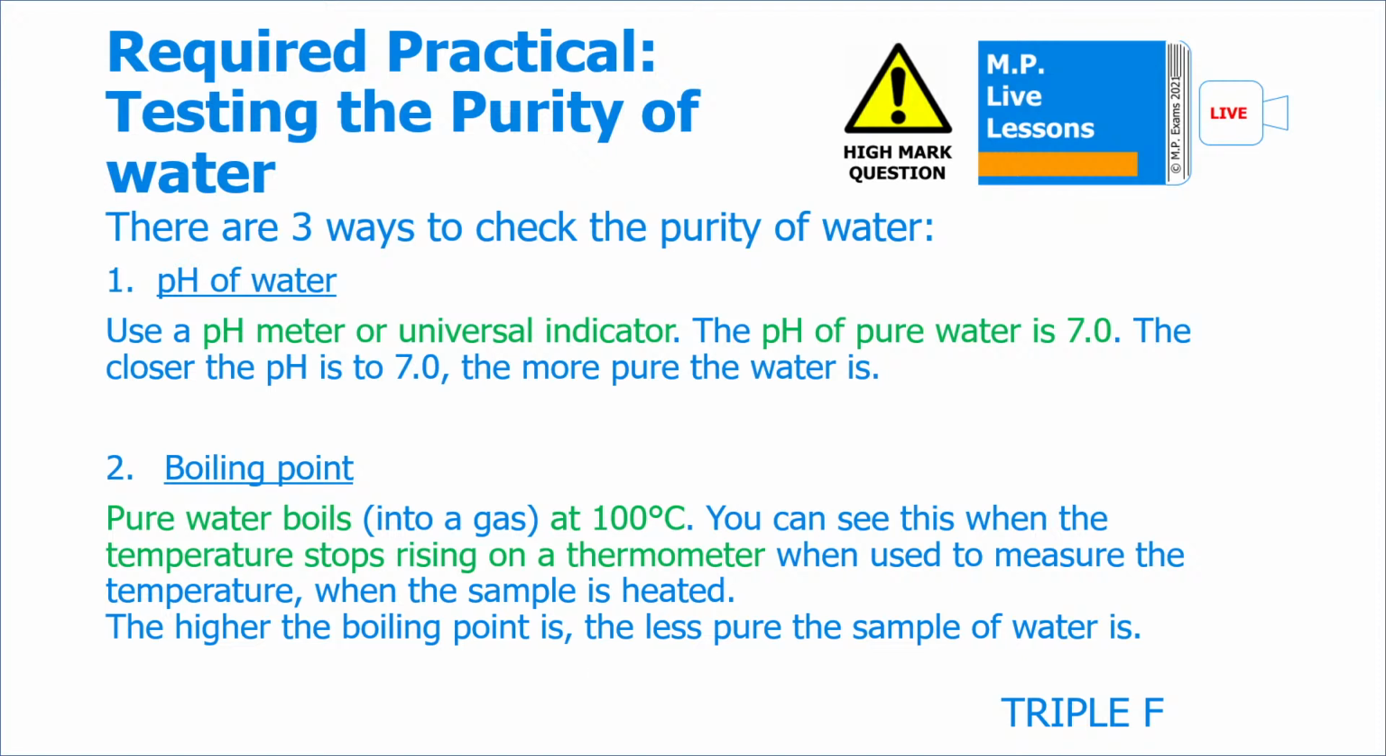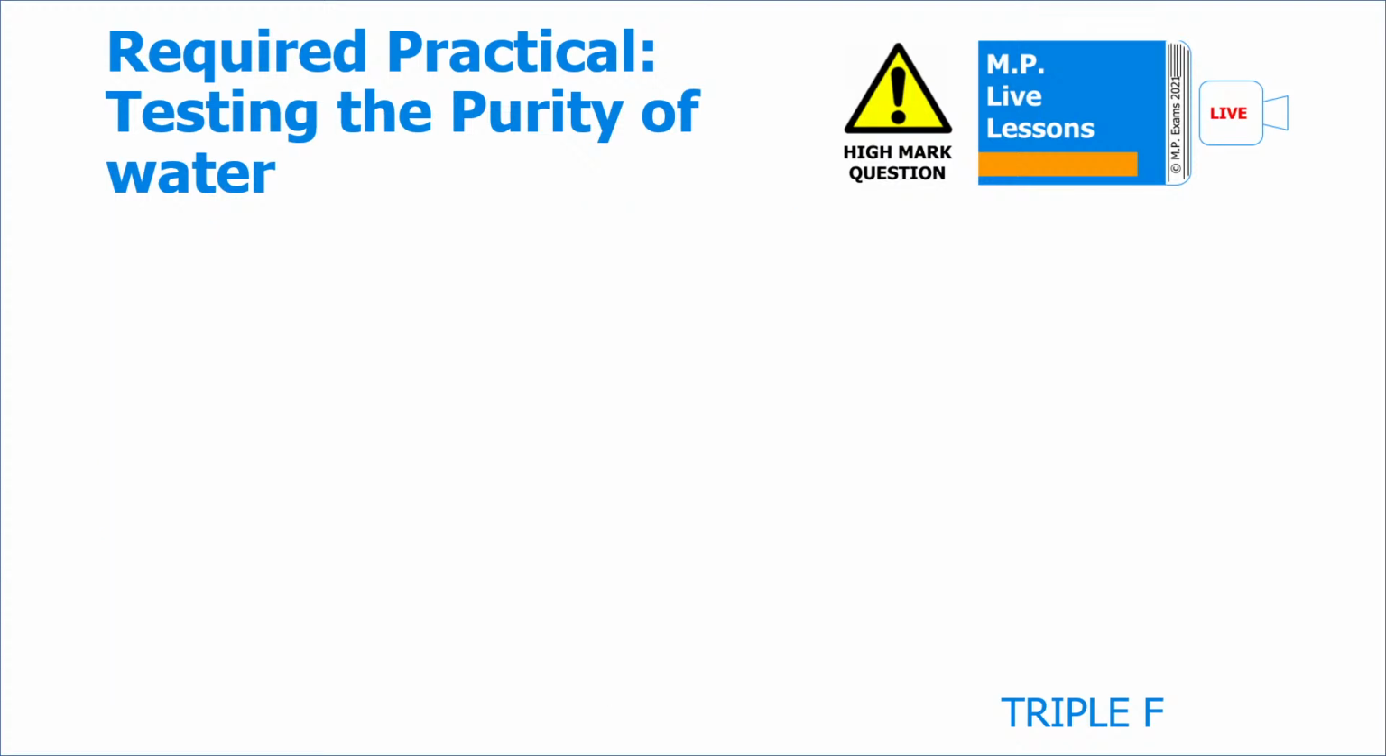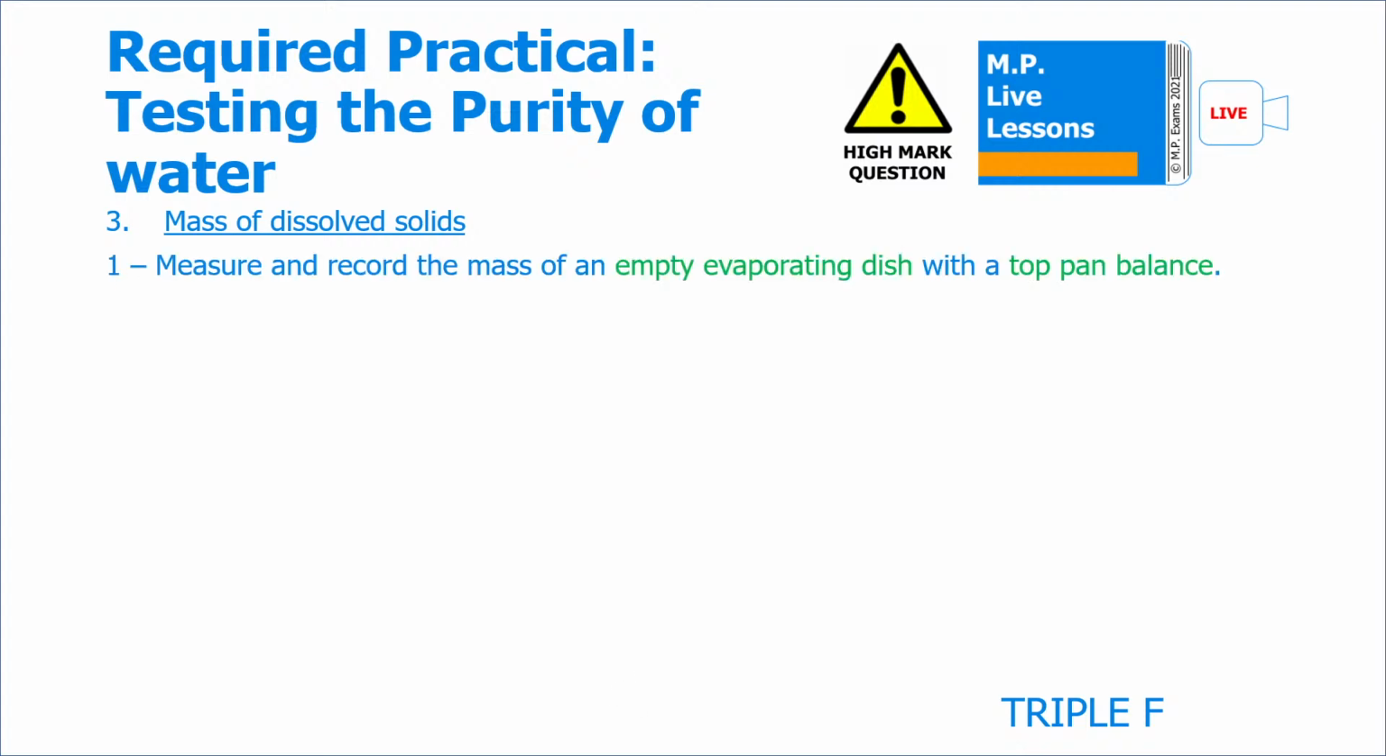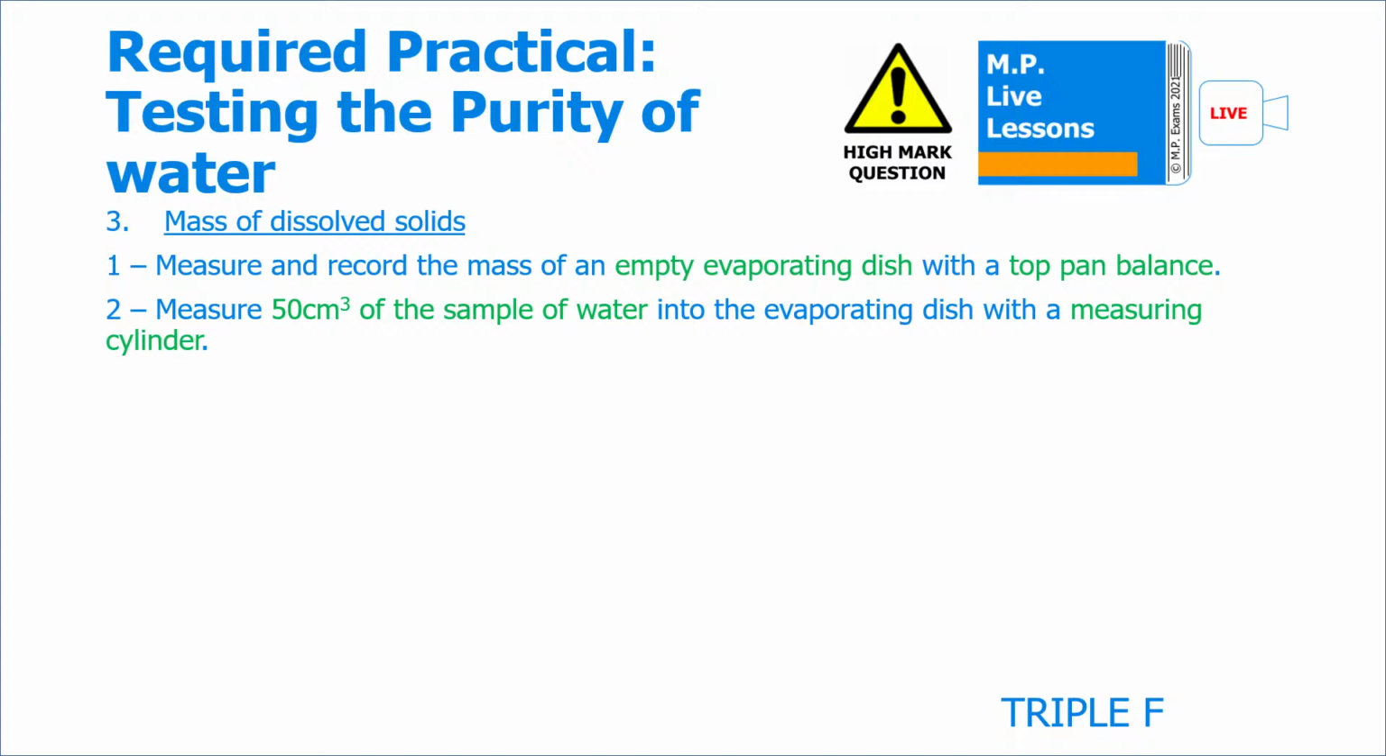And lastly, the final way to test the purity of water is the actual required practical. This is where we figure out the mass of dissolved solids in the sample. First, we measure and record the mass of an empty evaporating dish with a top pan balance. Then you measure out 50 cubic centimeters of the sample of water into the evaporating dish, and you measure that volume with a measuring cylinder.